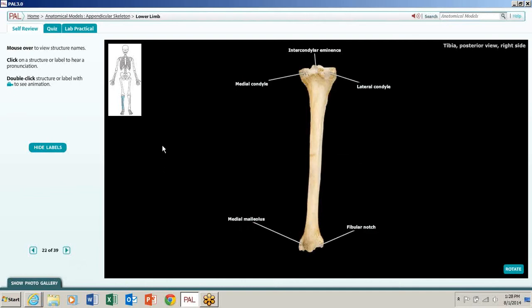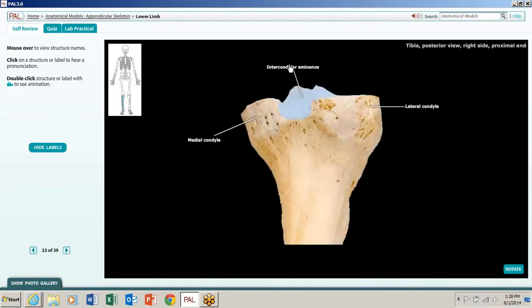This is the tibia, posterior view, right side. So there's the lateral condyle. There's the medial malleolus and medial condyle. There's the tibia, posterior view, right side, proximal end. There's the lateral condyle, and there's the medial condyle.